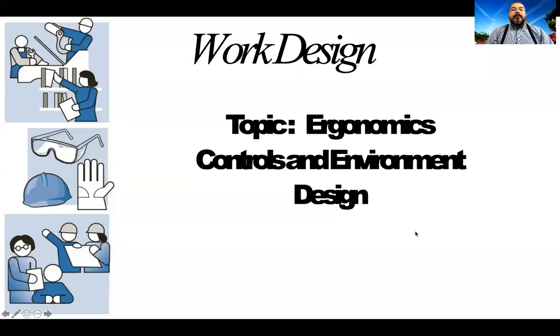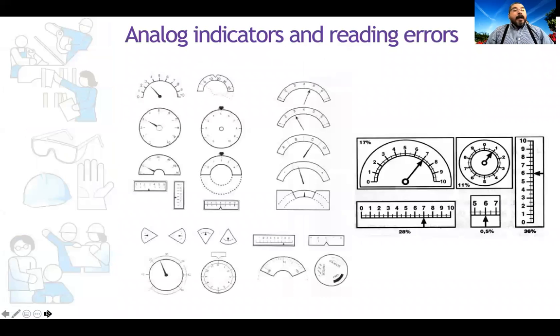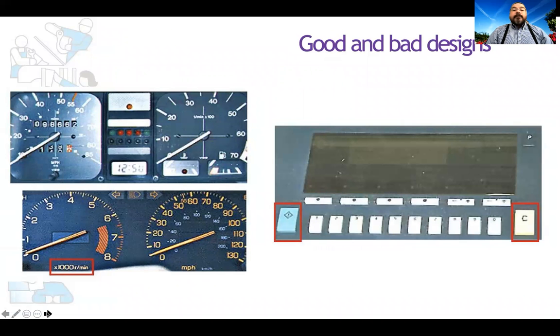Hello, today we'll be talking about controls and environmental design. In terms of the design of controls, we must avoid reading errors. We can use either analog or digital controllers to improve the operation in order to not have errors in the reading of the controls. Here are some examples of good and bad designs.